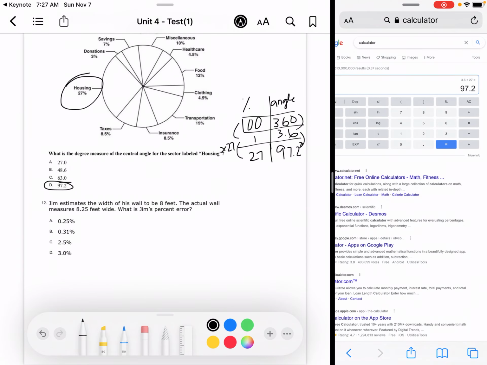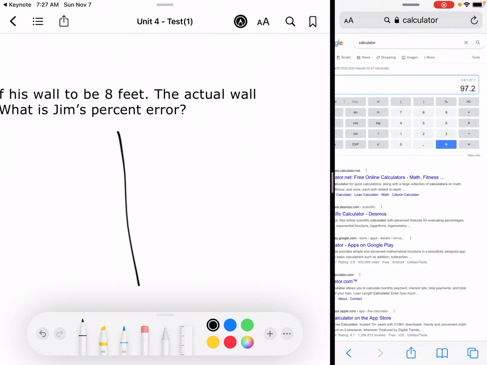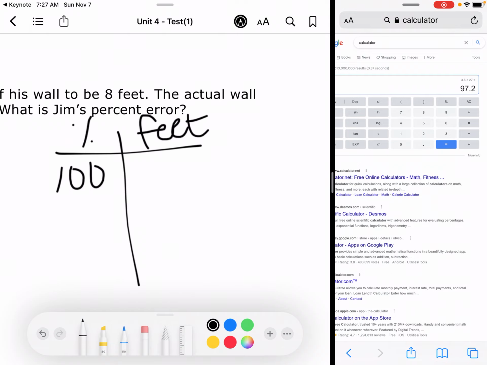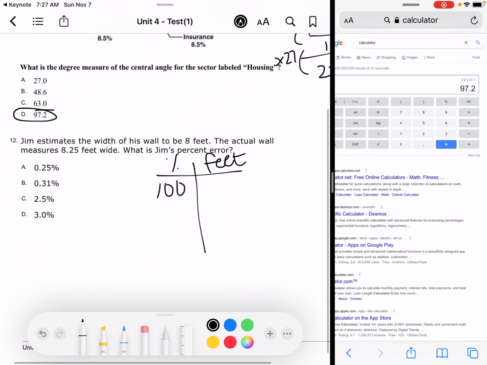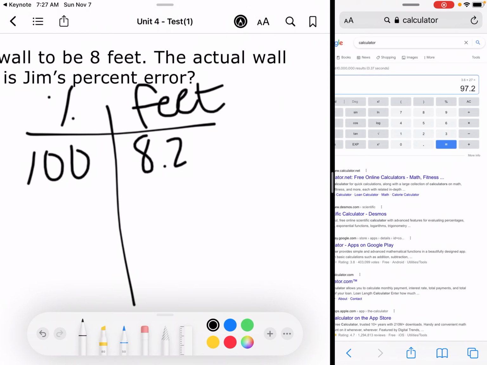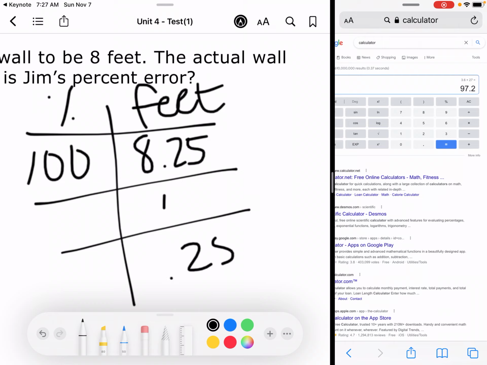Jim estimates the width of a wall to be 8 feet. The actual wall is 8.25 feet. What is his percent error? So percent error. So I've got my percent and I've got my feet. I know 100% was 8.25. And he's off by 0.25 of a foot. So I'm dividing by 8.25.